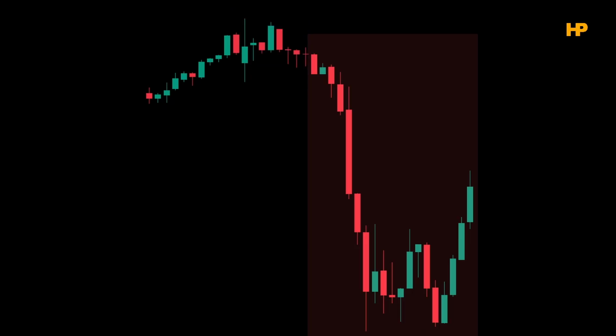The final one is freshness. Supply zones are strongest on their first retest, with unfilled institutional orders.